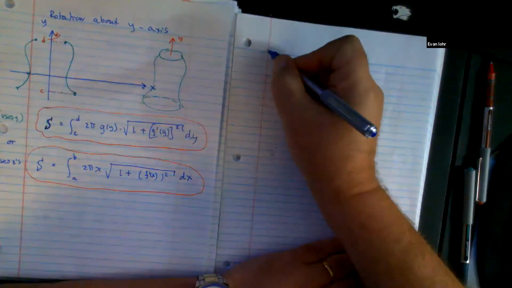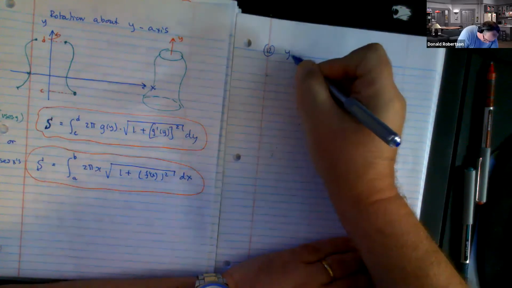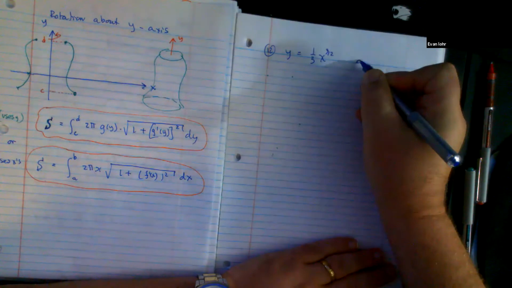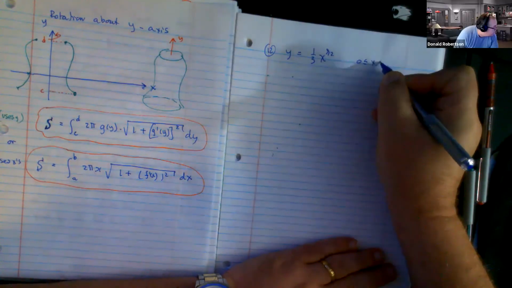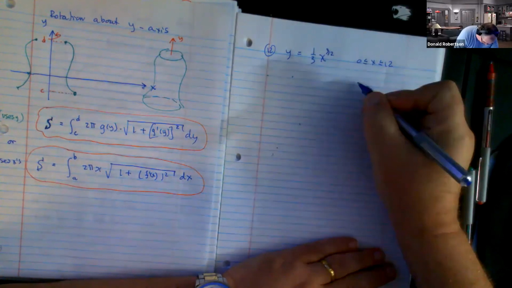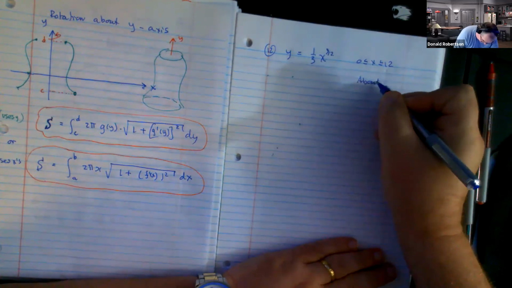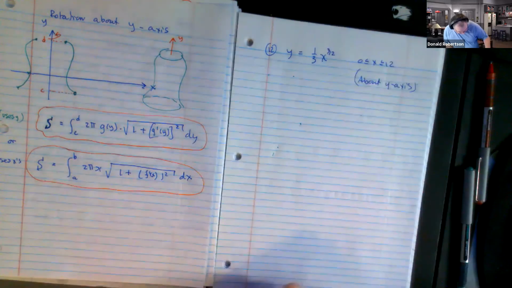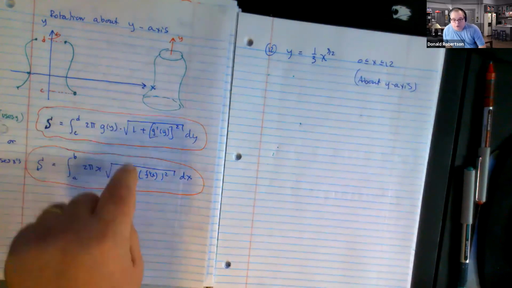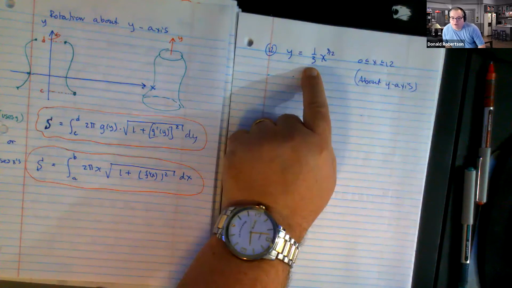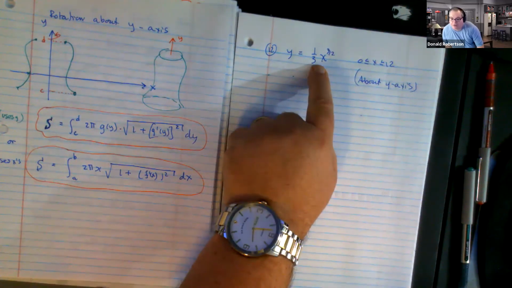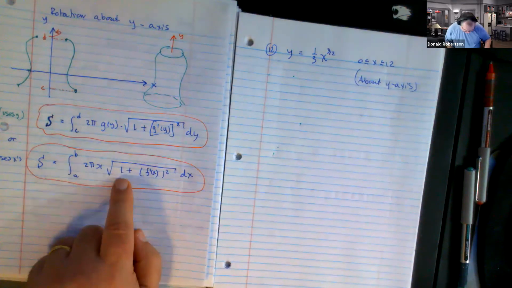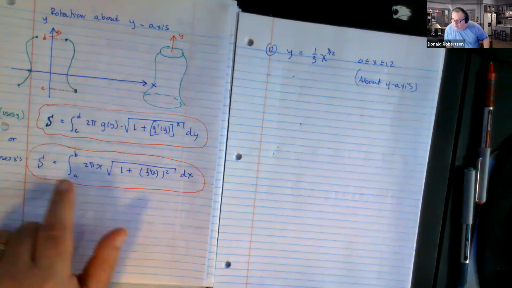Question 12. y is equal to 1/3 x to the 3 upon 2, and x is going from 0 to 12. And this time it's going to be about the y-axis. So the first thing I have to do is figure out which one of these two is going to work with this information. Well, it's got x's and the limits are x's. So shouldn't I be using the one with all the x's in it, which is this formula? So far, so good.